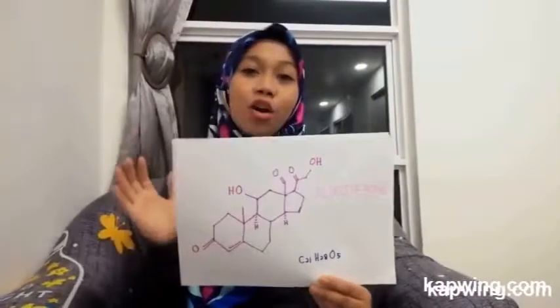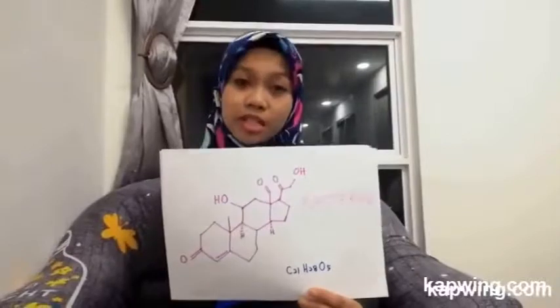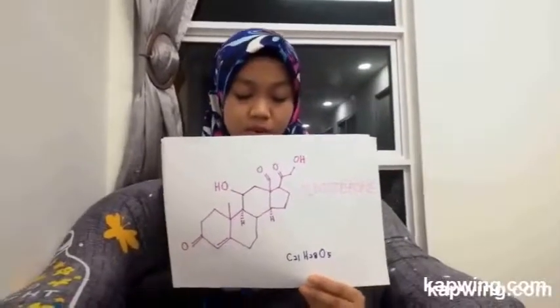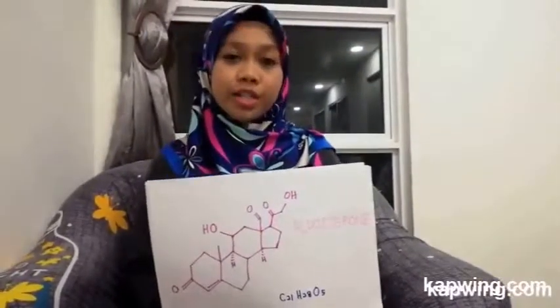Aldosterone is a mineralocorticoid that acts on the kidney, promoting the absorption of sodium and water. Aldosterone also aids in blood pressure regulation by raising blood volume and blood pressure.